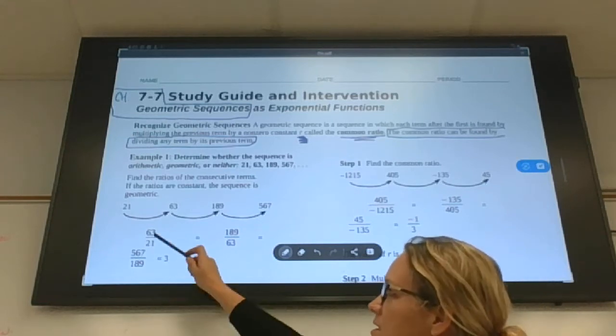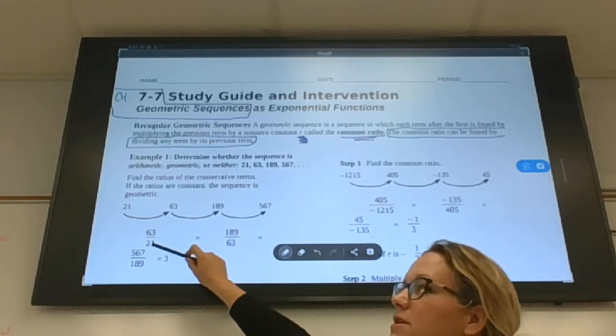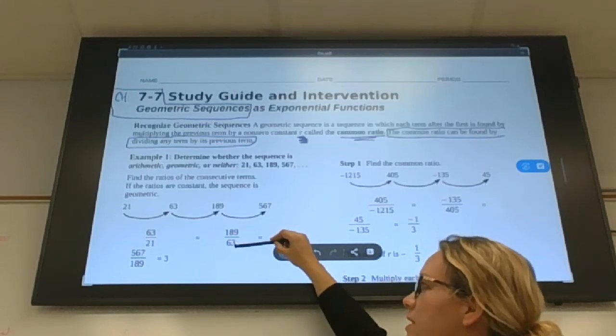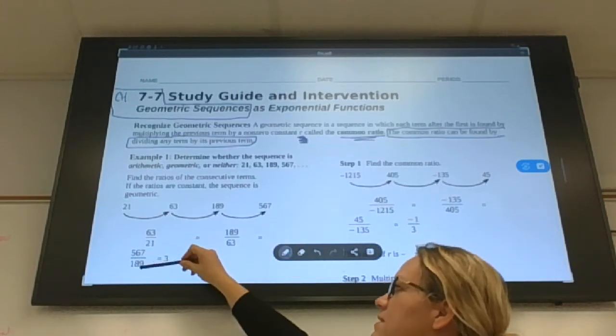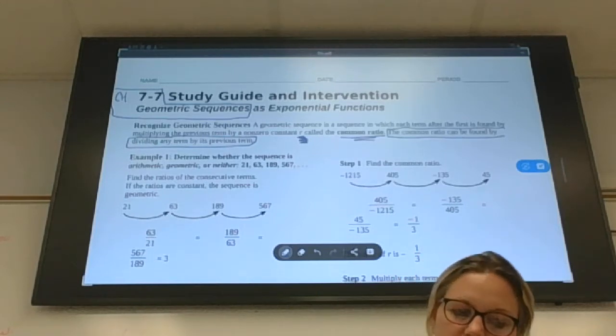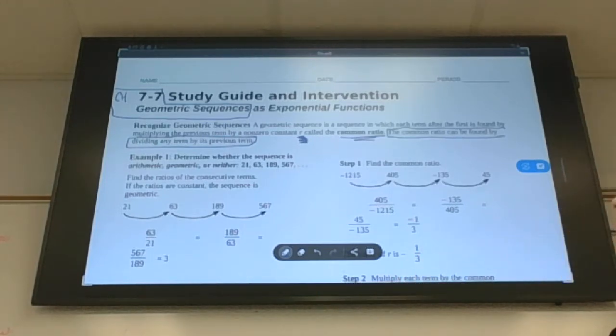So 63 divided by 21 is 3. 189 divided by 63 is 3. And 567 divided by 189 is 3. So again, nice to have a calculator here. Let's try.